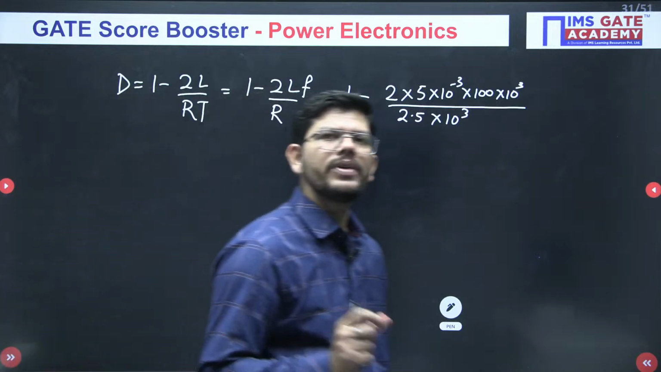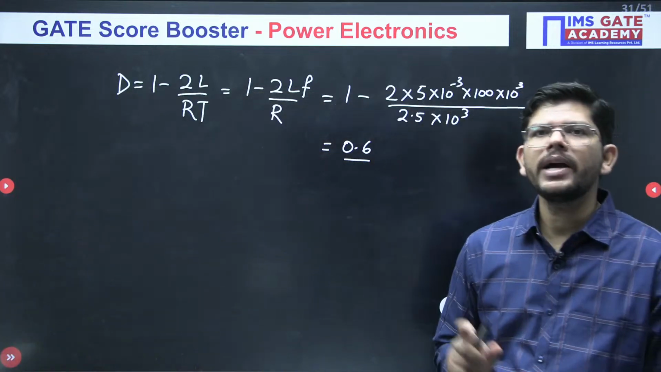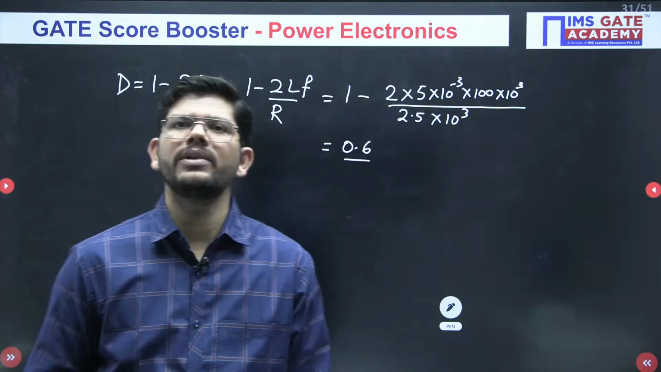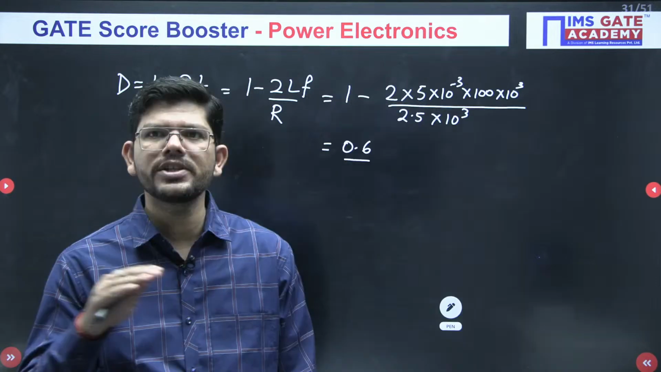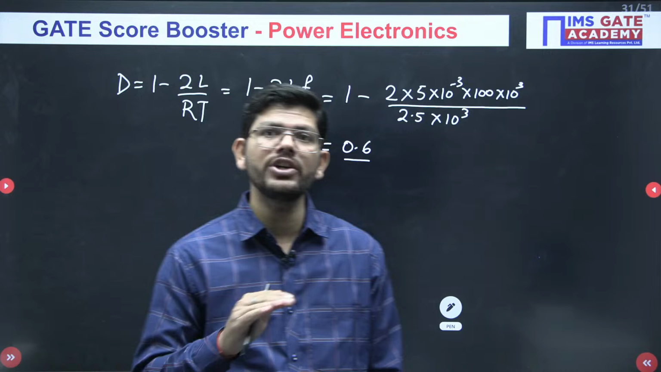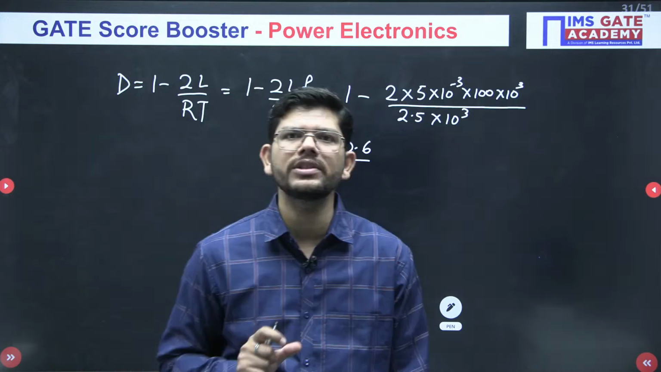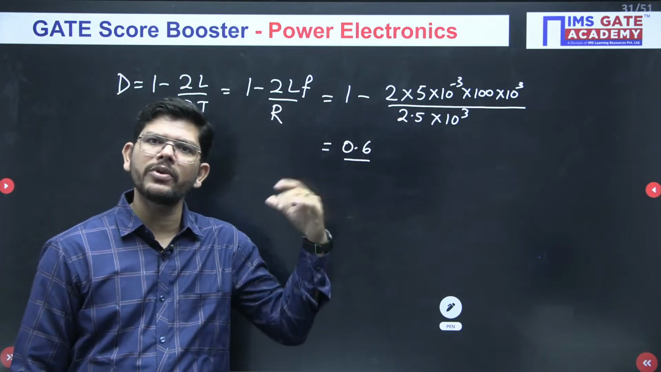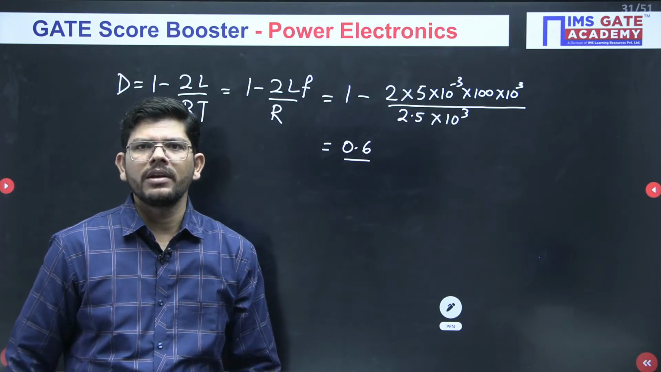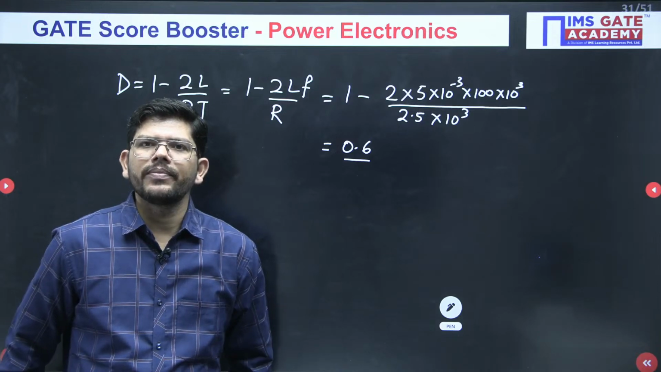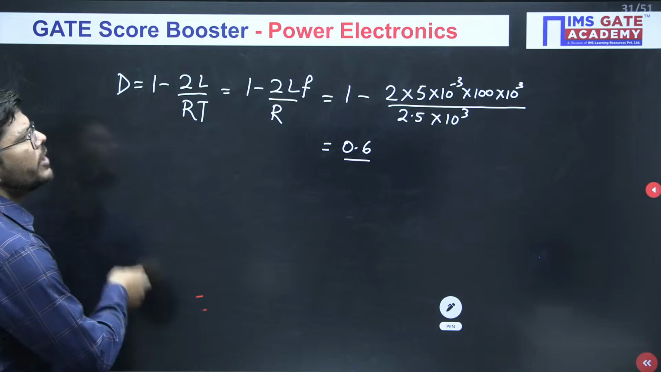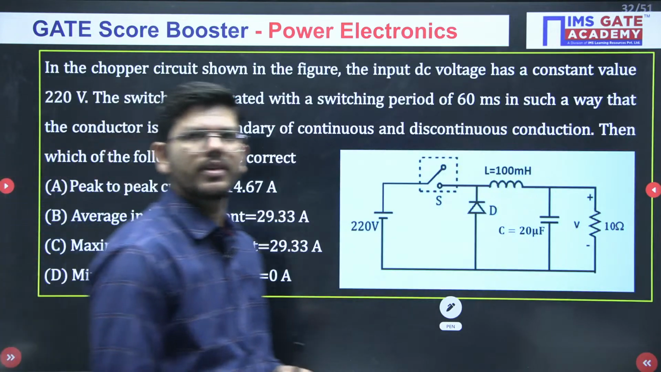Here we have calculated the value of D from 2L upon RT. L here itself is the critical value because it is giving you operation at the boundary of continuous conduction mode. If the D value is given and we want to calculate L, we can use this formula for calculation of L as well. I hope this is clear. Okay, Divya. Now moving towards the next question.